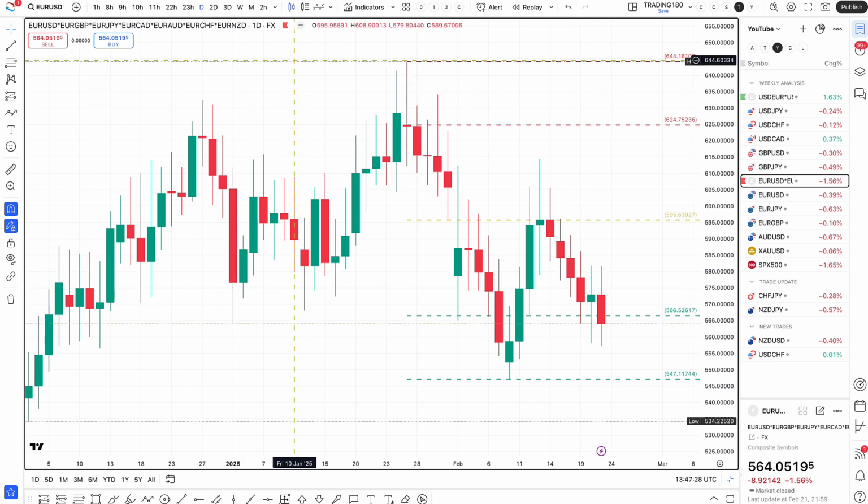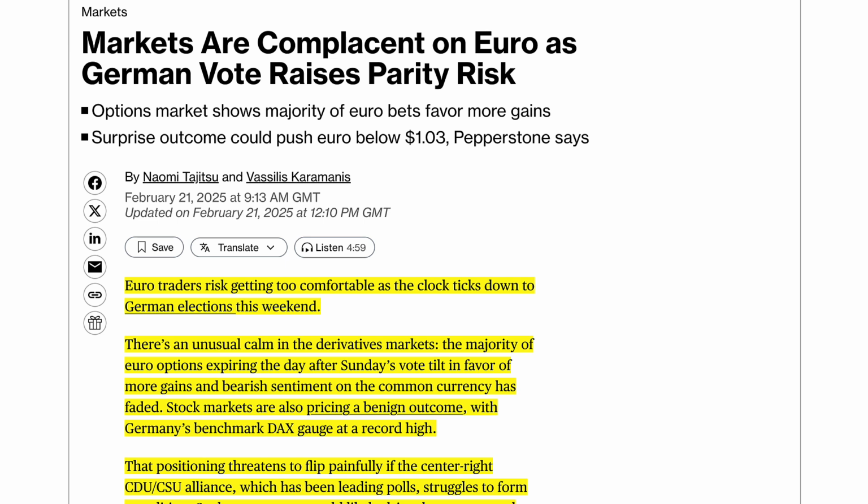Several things are going on with the euro. Of course, the main focus in the short term is going to be the German vote. And it says here, markets are complacent on the euro as the German vote raises parity risk. The options market shows a majority of euro bets favor more gains. A surprise outcome could push the euro below 1.03, Pepperstone says.